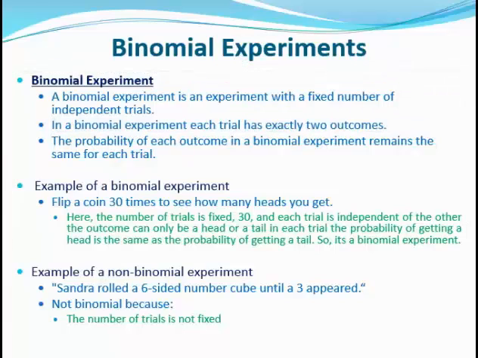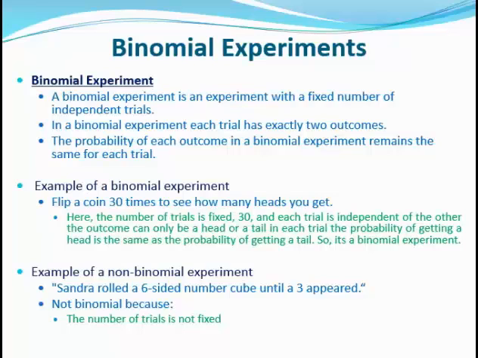For example, when you flip a coin, you can only have one of two possible outcomes, heads or tails, and so therefore it can be, again, a binomial experiment because each trial has exactly two outcomes. Now, when you roll a die, and when you're looking to see which number you get, well, then there are six possible outcomes. You can either get a 1, 2, 3, 4, 5, or 6. That wouldn't be a binomial experiment.